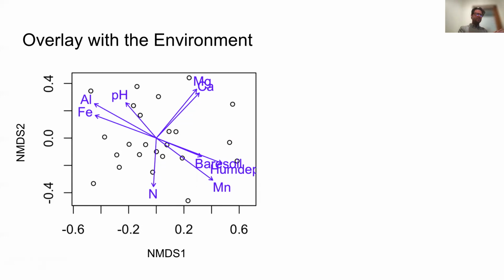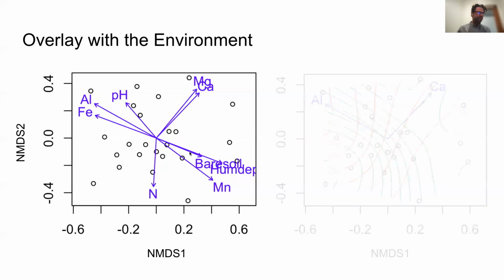So this is a secondary operation where we did not ordinate based on the environment. We ordinated based on just the species compositions within the sites. And then we secondarily asked, well, how does the environment vary? And the length of this vector corresponds with the strength of that gradient. So this is increasing nitrogen as you move towards these sites and increasing acidity as you go towards these sites. So it's directional, and the length of that also indicates how strongly that gradient shows up in that data.